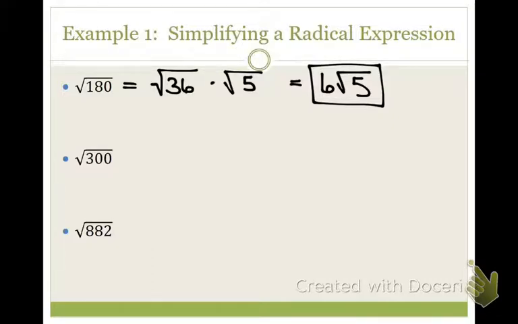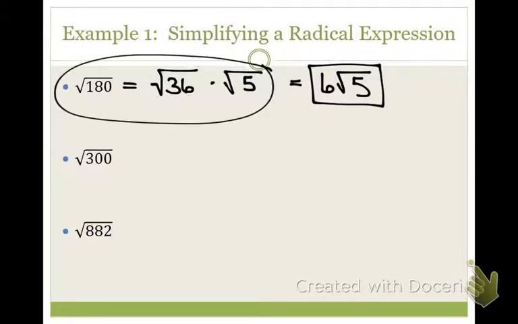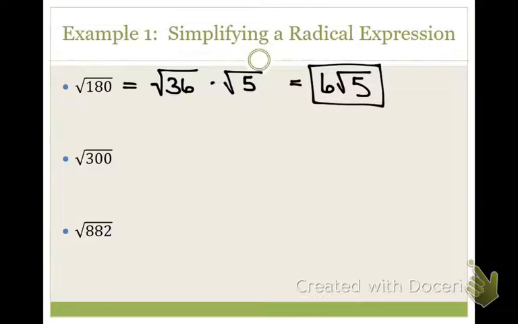In your calculator, I want you to multiply. What is 36 times 5? Multiply it in your calculator right now. What do you get? 180. These two steps don't change any value. All you're doing is breaking it down so that one of the factors is a perfect square.